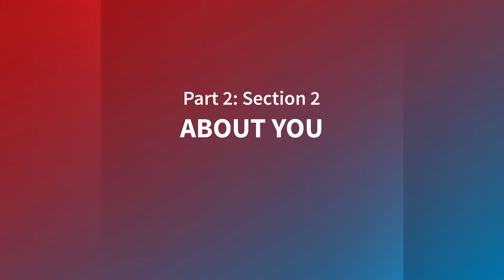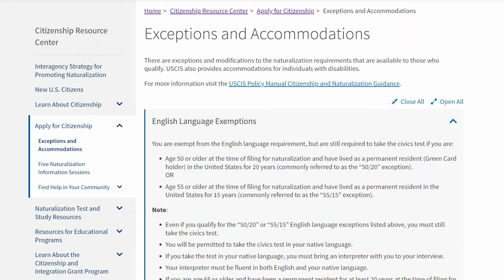In the About You section, you will answer questions about your name and contact information. You will be asked if you need an accommodation, like a sign language interpreter, or if you are blind or have low vision or need wheelchair access. You might qualify for an exemption from the English language requirement based on your age and number of years as a lawful permanent resident. There is no space for this on the online form. The system will review your application, and if you qualify for the exemption, it will be noted, and the officer who adjudicates the case will ask you about it.